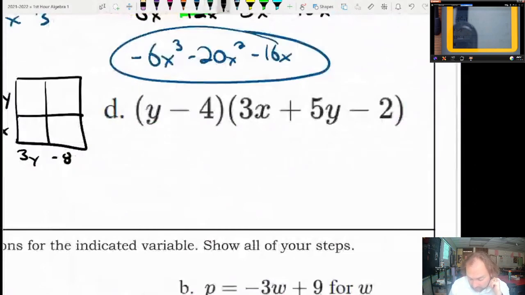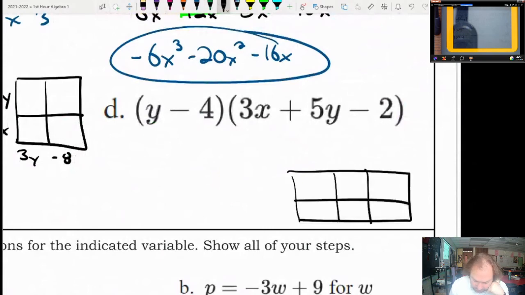I'm going to use one because once there's more than 2 by 2s, I start to get confused. So we're going to have a y and minus 4, we're going to have a 3x, a 5y, and a minus 2 there. So we're going to have a 3xy, a minus 12x, a 5y squared, a minus 20y, a minus 2y, and a plus 8 when we're all there.